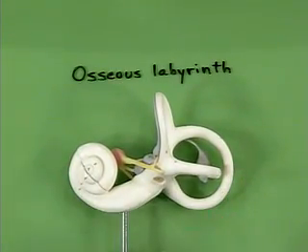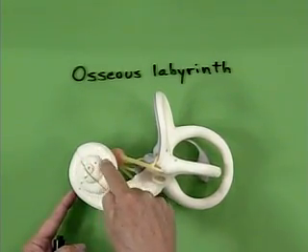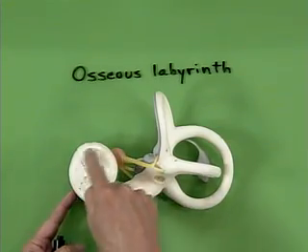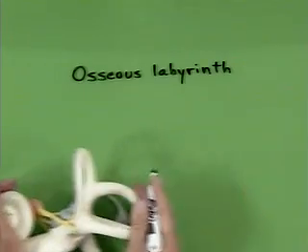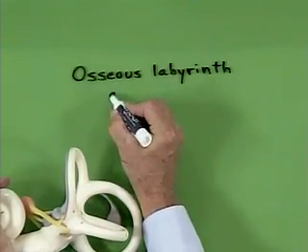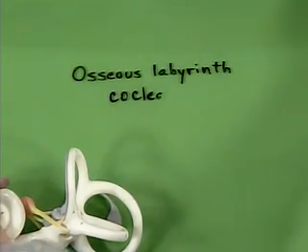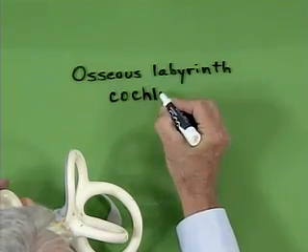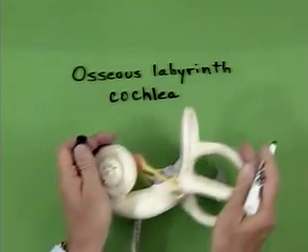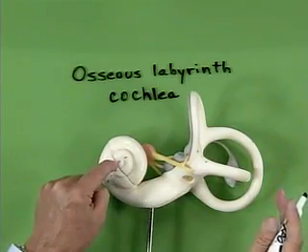What I want you to notice about it is over here on this side we have a part that coils up, kind of like a snail shell, and it makes about 2.5 turns. That part of the osseous labyrinth is called the cochlea. Let me write that word up here. Let me write it up here correctly spelled. Cochlea. So that's this portion over here. Coils around about 2.5 times.